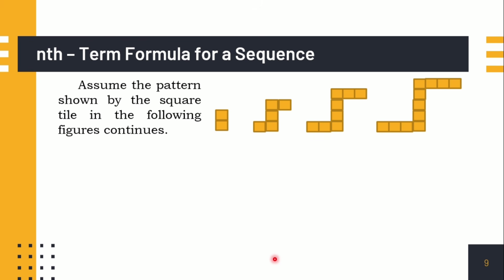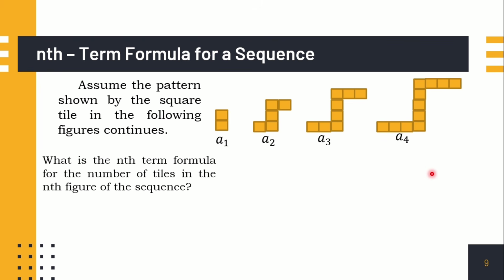Another, assume the pattern shown by the square tile in the following figure continues. So, this is our first term. Meron tayong dalawang square. Sa a sub 2 natin, meron tayong limang square tile. Sa a sub 3 natin, sa pangatlong term natin, meron tayong 8 square tile. Sa pang-apat, ilang square tile? We have 1, 2, 3, 4, 5, 6, 7, 8, 9, 10, 11. So, meron tayong 11 na square tile. Gamit yung kanina, alamin natin yung nth term.